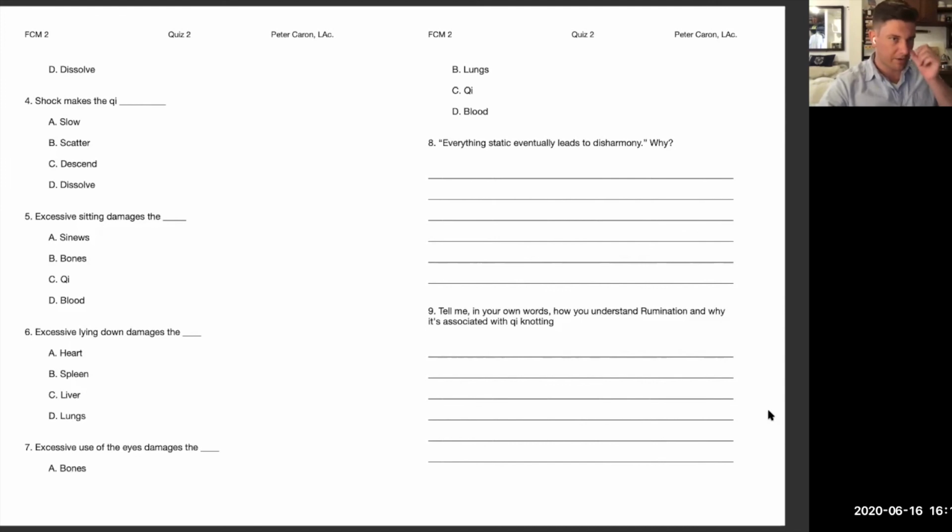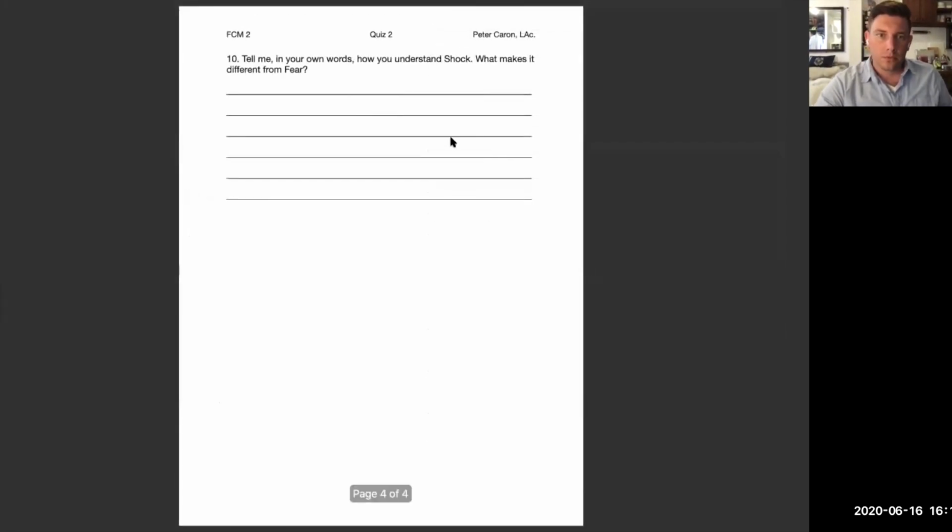A lot of this is experiential. You want to be able to associate your own experiences with these emotions, with what you felt in your body, with what patients are then going to share with you. So rumination causes the qi to nod. What does that mean for you? What would that mean for a patient? What's the difference between shock and fear? These are the sort of quizzes that I'm going to be asking.